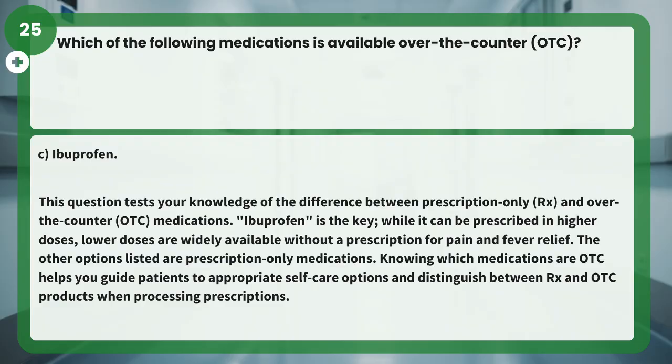Answer C. Ibuprofen. This question tests your knowledge of the difference between prescription-only (Rx) and over-the-counter (OTC) medications. Ibuprofen is the key. While it can be prescribed in higher doses, lower doses are widely available without a prescription for pain and fever relief. The other options listed are prescription-only medications.